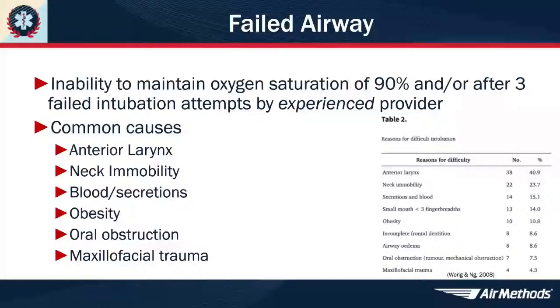Some of it could be that they're super anterior and you can't get things lined up where you can see them. Neck immobility, again, you just can't get that airway positioned where you can see what you need to see. Blood or secretions in the airway, obesity. Some of these we've talked about and how we can mitigate them, but sometimes you may not be able to mitigate it. Major trauma to the airway itself, specifically.